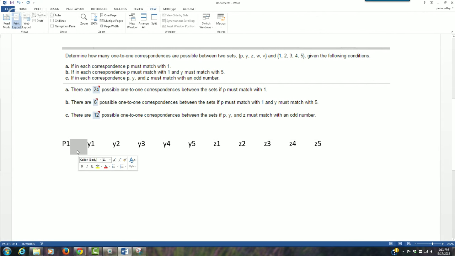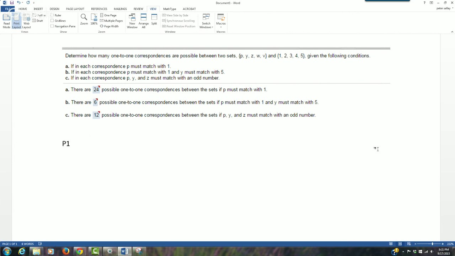Let me try this the other way. There's 1. Okay, the fact that P1 has to be in there means there's 1 less combination. Oh, 1-to-1. Oh. Okay, never mind. Hold on. Scratch this thought process for a second. Sorry.